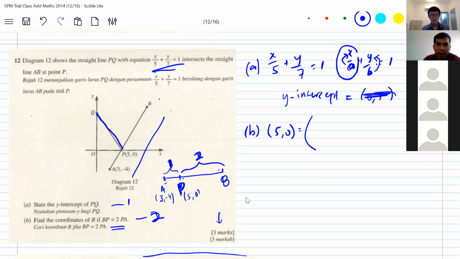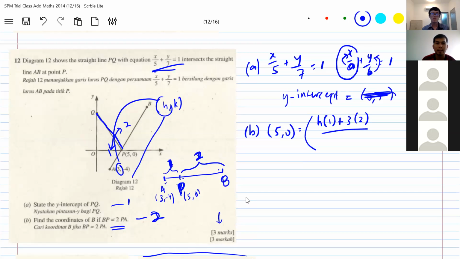So B is HK, the coordinate is HK. You don't know why this can be CD or whatever you want it to be, right? So the coordinates HK, here's 1, here's 2. To find this one, the formula is h times 1, so x times 1 and this x times 2 cross. This is plus 3 times 2 divided by the ratios 1 plus 2. So then that's for x, and then for y, you do the same thing.